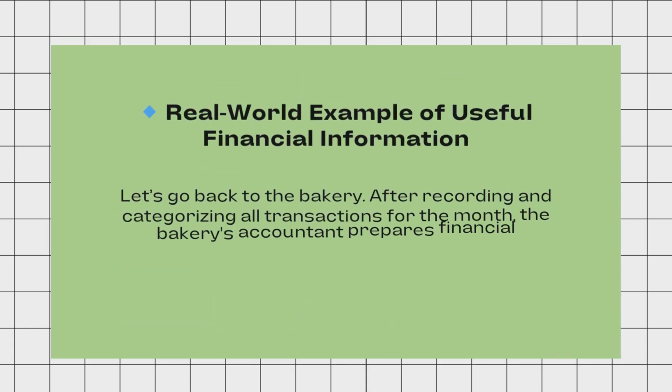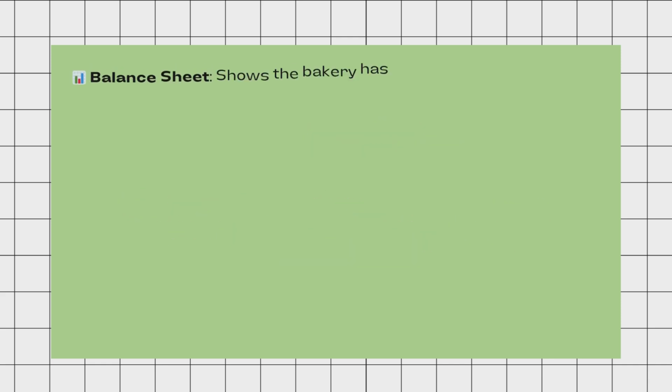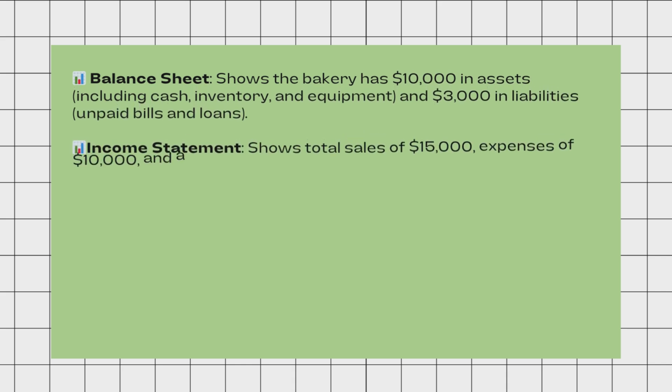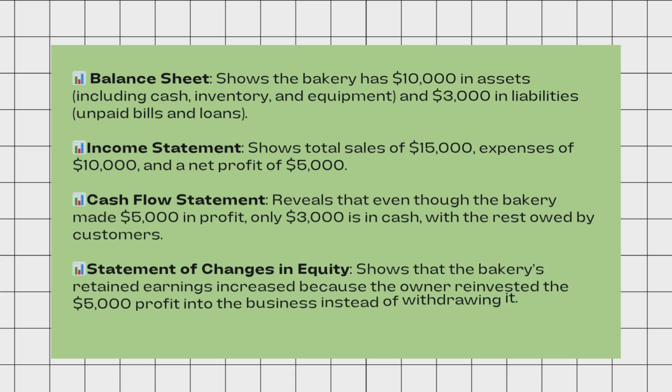Real-world example of useful financial information. Let's go back to the bakery. After recording and categorizing all transactions for the month, the bakery's accountant prepares financial statements. Balance sheet shows the bakery has $10,000 in assets, including cash, inventory and equipment, and $3,000 in liabilities, unpaid bills and loans. Income statement shows total sales of $15,000, expenses of $10,000, and a net profit of $5,000.